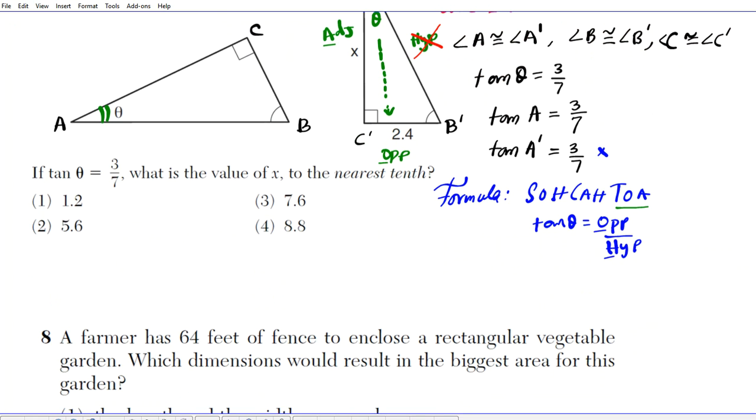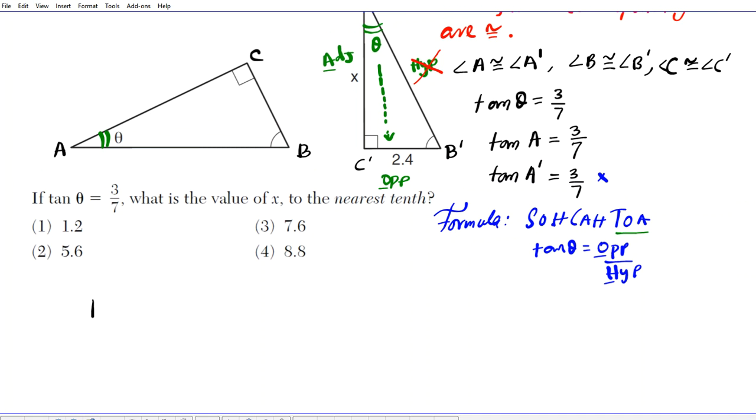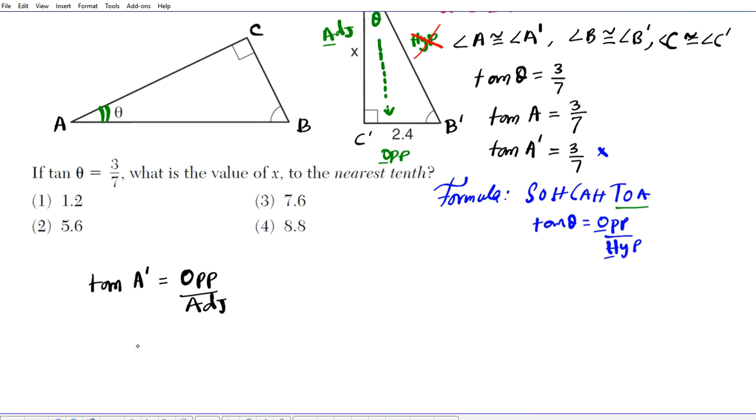Let's go ahead and apply it here. So tan of A prime, that's the angle, equals opposite over adjacent. We have tan of A prime is 3 over 7. The opposite is 2.4, and the adjacent is x. That's what I'm looking for. So how do we solve this for x?